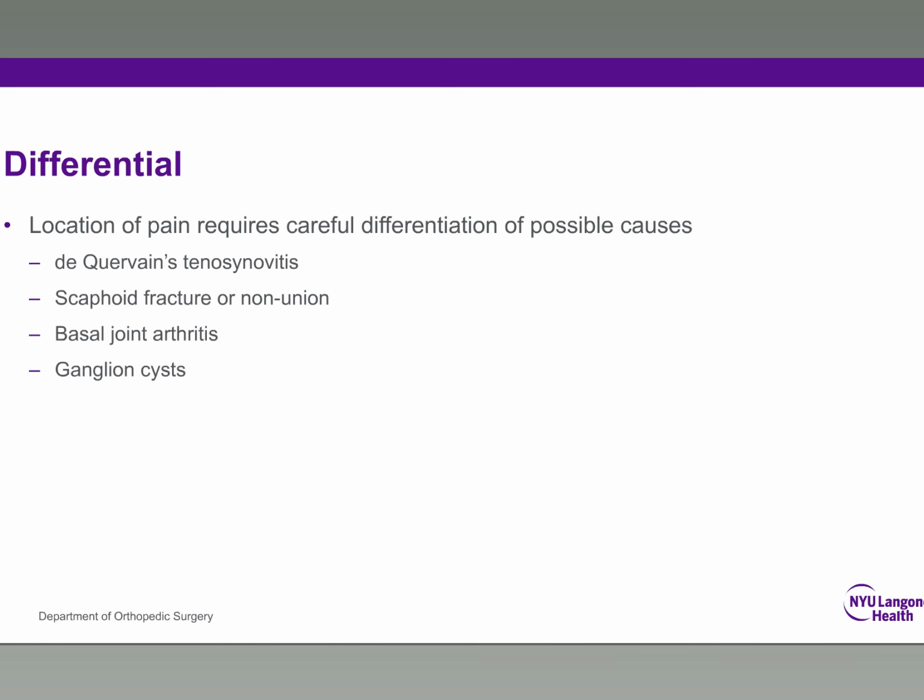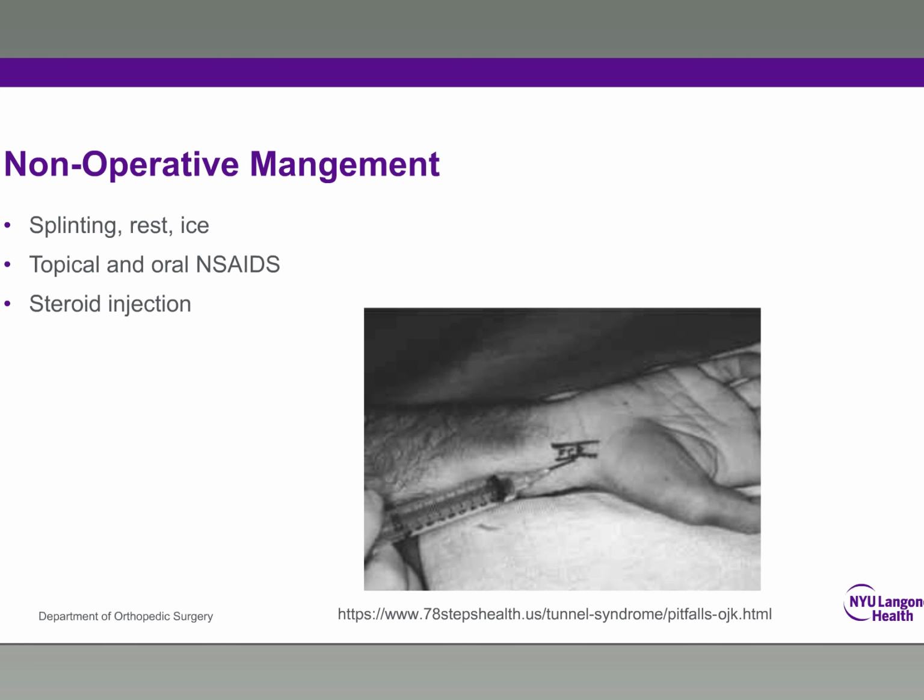The differential for this condition is De Quervain's tendonitis, scaphoid fractures or non-union, basal joint arthritis, and ganglion cysts. Ganglion cysts are quite common in this area and can often be associated with the FCR tendon sheath. So whenever you're looking at a volar wrist ganglion, one of the potential sites could be coming from FCR.